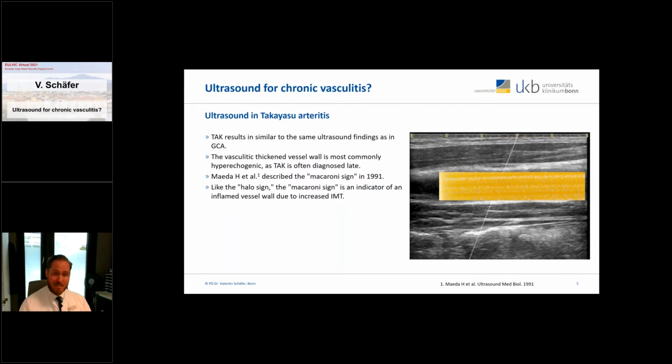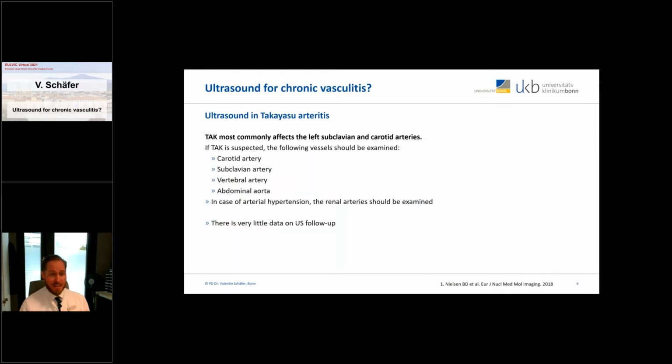So like the halo sign, the macaroni sign is an indicator of an inflamed vessel wall due to increased intima media thickness. Takayasu arteritis, as you might probably know, affects most commonly the left subclavian and the carotid arteries. So if you have a young patient who you're suspecting of having a Takayasu arteritis, you should scan the left subclavian or the carotid arteries, or add also the vertebral artery or the abdominal aorta, which we already discussed is hard to see in ultrasound.